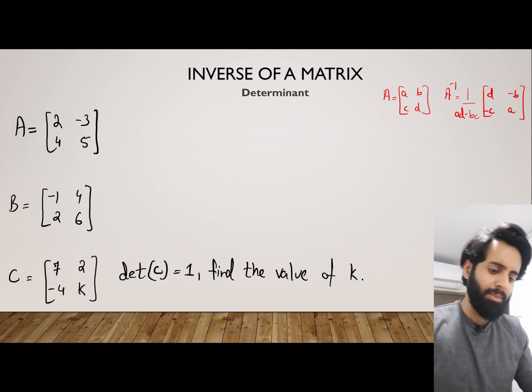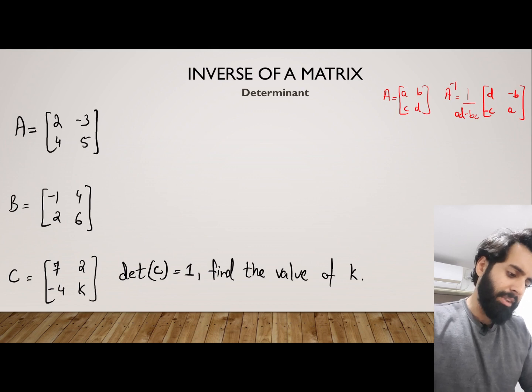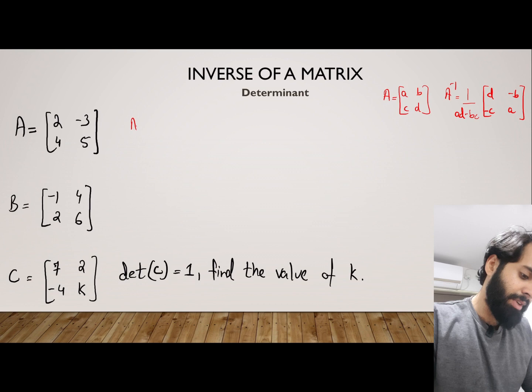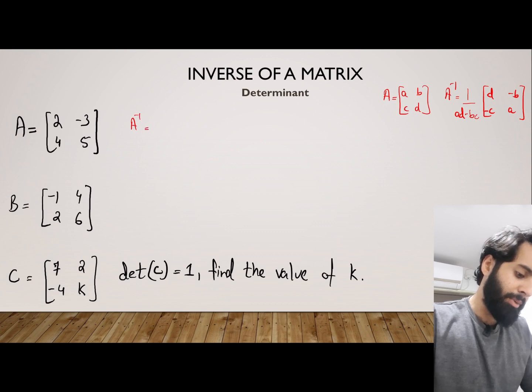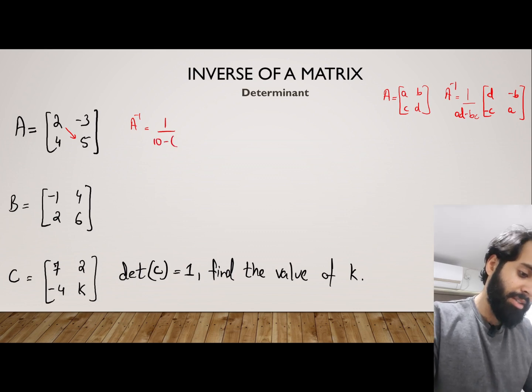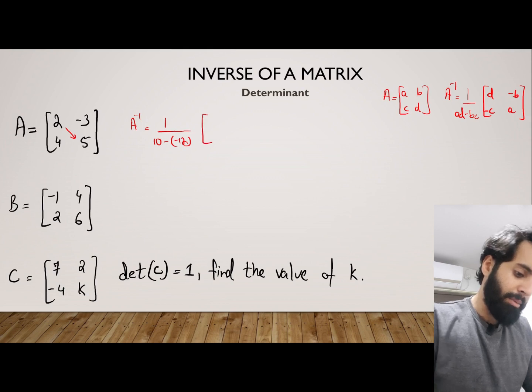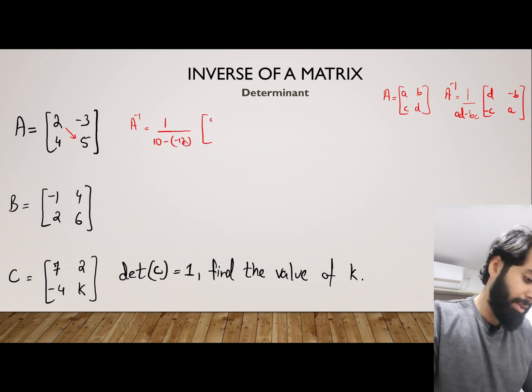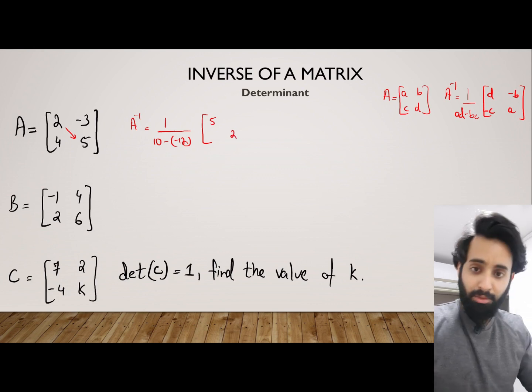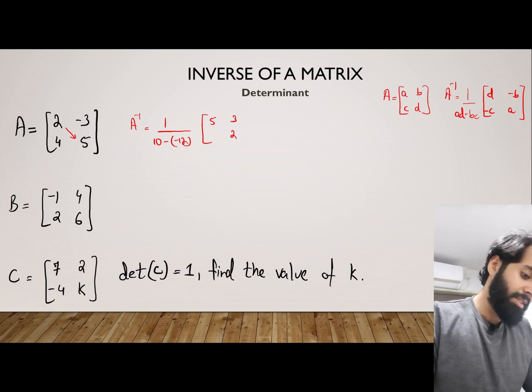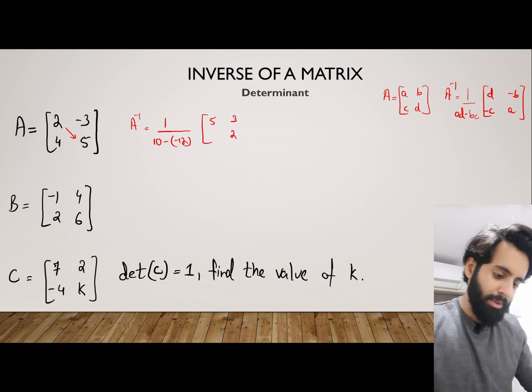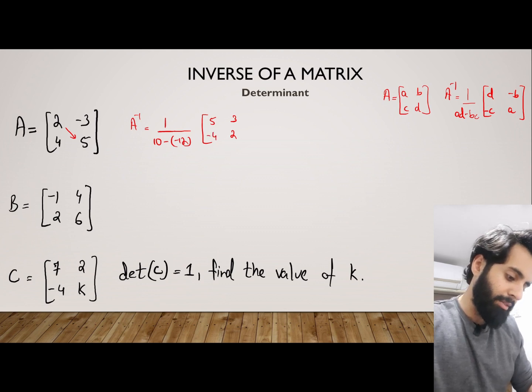So again, let's practice this with the help of a couple of examples. Here I have matrix A. Suppose we're asked to find its inverse. So here's what we do. 1 over the determinant. Let's work out the determinant. That's 2 into 5, which is 10, minus 3 into 4, which is minus 12. Now we're going to swap a and d, so in place of 2 we'll have 5 and in place of 5 we'll have 2. And then we'll change the sign of b and c, so minus 3 will turn positive 3 and 4 will turn negative 4.